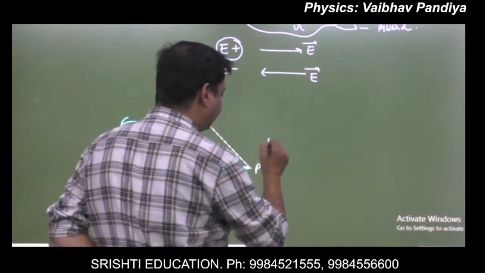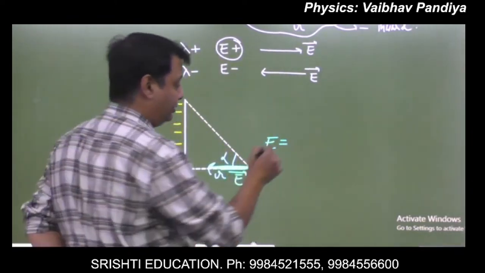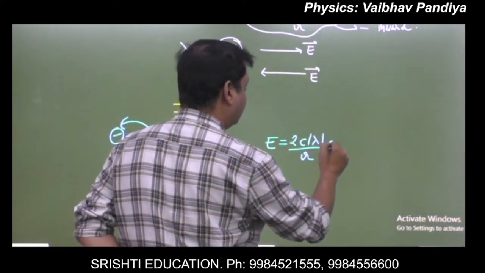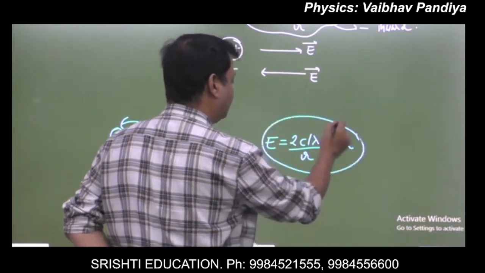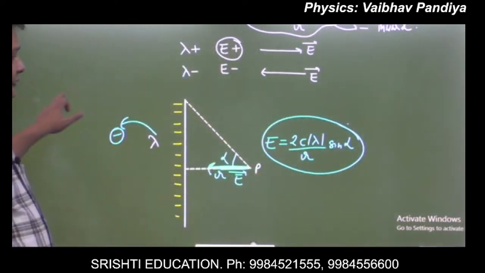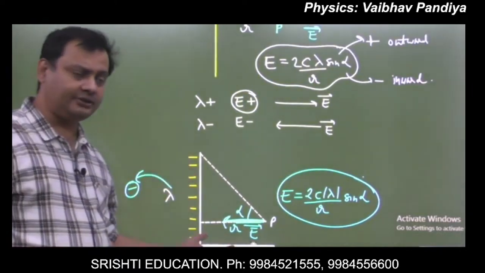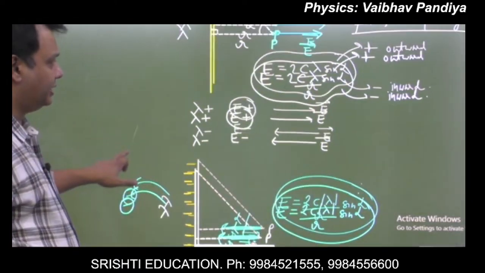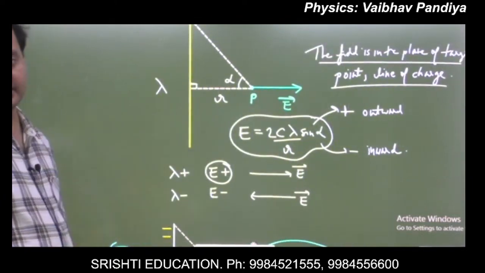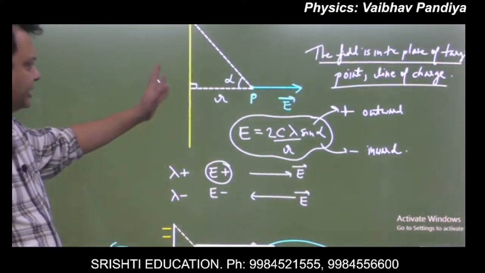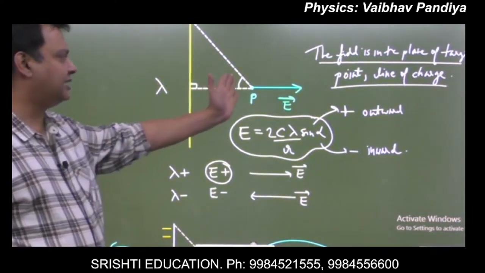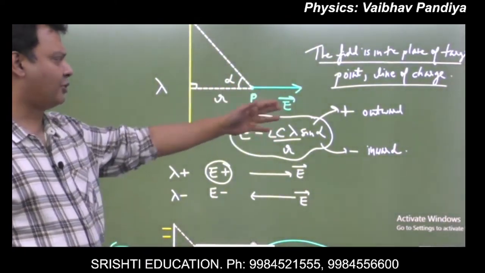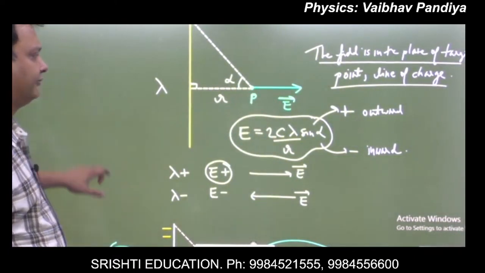And if you're writing simply the magnitude, so you can write 2c modulus of lambda by r sine alpha. Clear? So if you're writing the magnitude, you are knowing the direction, you can put modulus of lambda. If you want the equation to tell you the direction as well, you can take the model of positive lambda, make E outward, and put lambda without modulus. So E can come to be positive or E can come to be negative.